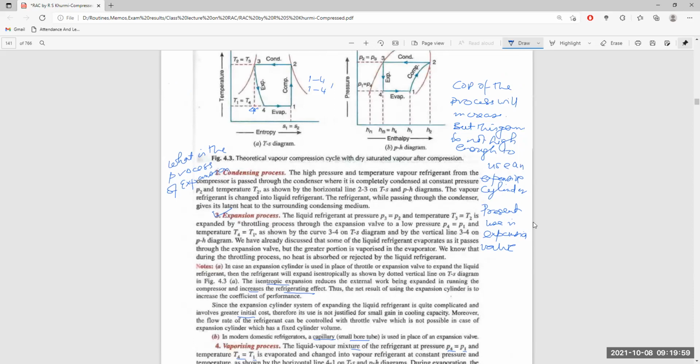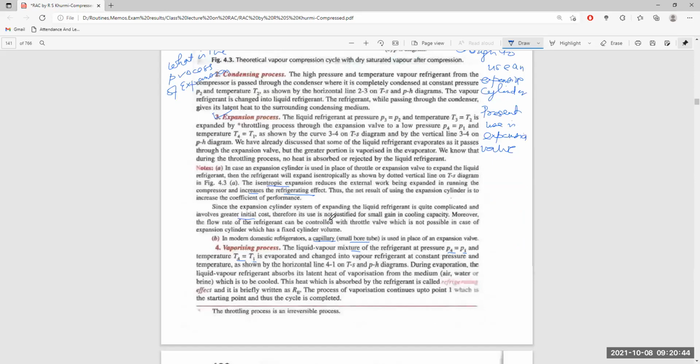It is evaporated from 4 to 1 and entropy is thus added, meaning entropy is increased from 4 to 1, meaning more heat is being added to the refrigerant itself. This heat is used for the conversion of liquid refrigerant to vapor refrigerant, which is taken at the input of the compressor. So this 4 to 1 is the amount of heat used as latent heat of evaporation of the refrigerant, and at the same time this heat is extracted from the surroundings of the evaporator, which creates a refrigerating effect. So 4 to 1 on the TS line and pH diagram is the evaporation process.